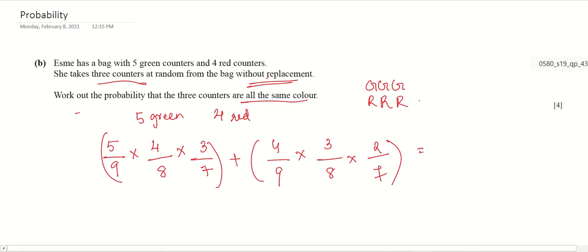So the answer for this is going to be 1 out of 6. This is a 4 marks question, and if you are careful about the direction that you are given, you'll easily be able to solve it.